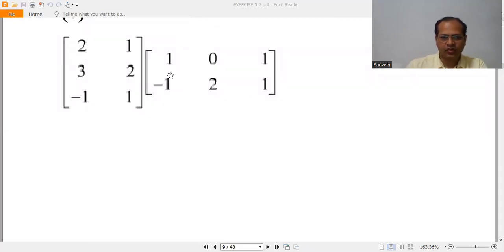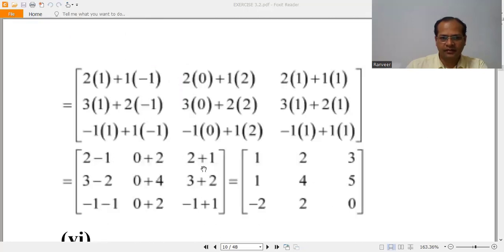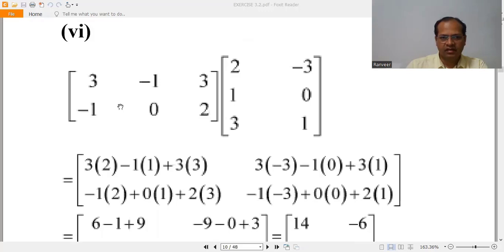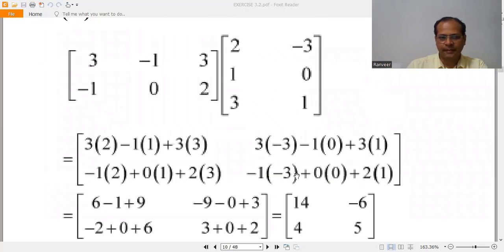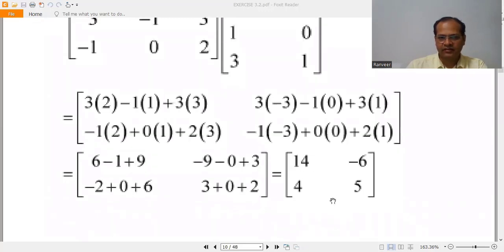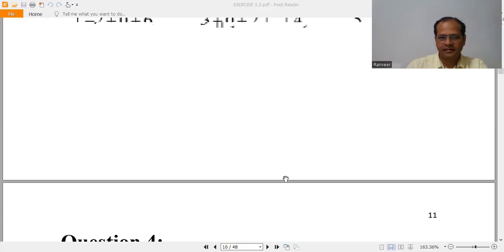Similarly here, row by column you can take and get the result. This is 3:3. This is 2:3 and 3:2. So the result is 2:2. So in this way we can get the result.